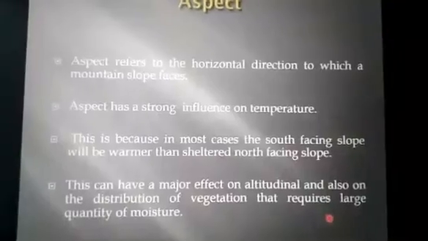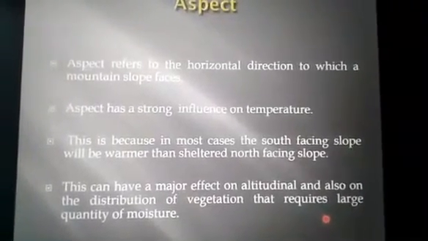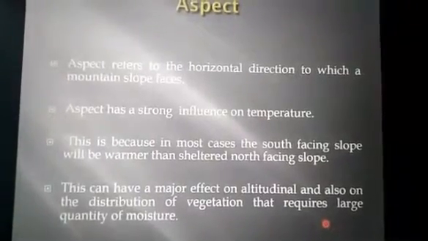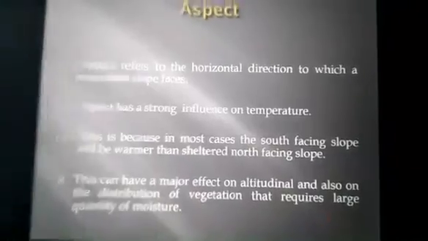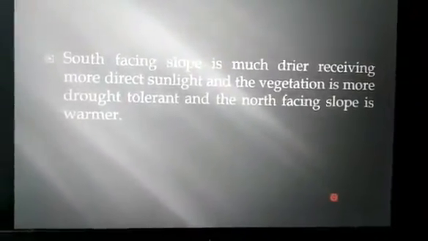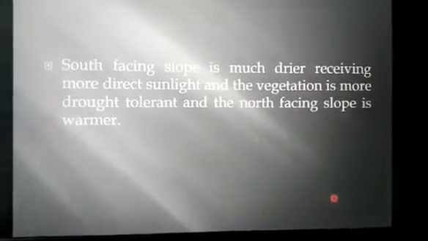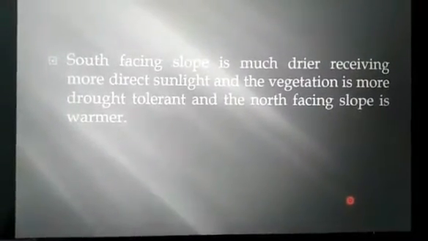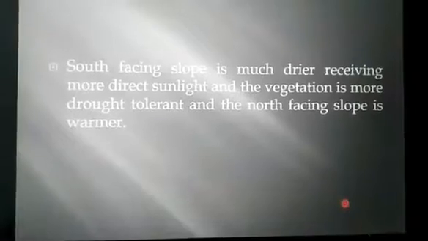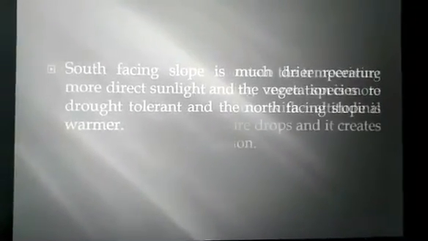So this can have a major effect on the altitudinal and also the distribution of vegetation that requires large quantity of moisture. So the south-facing slope is said to be much drier because it receives more direct sunlight, and the vegetation there should be more of drought tolerant, and the north-facing slope is said to be a bit warmer.